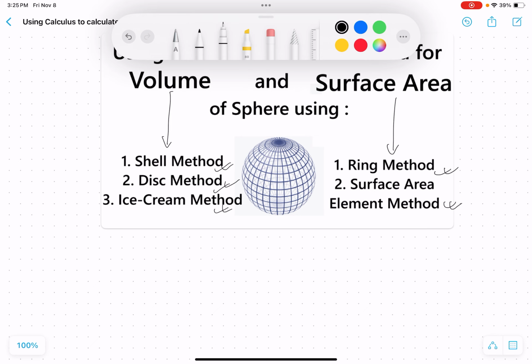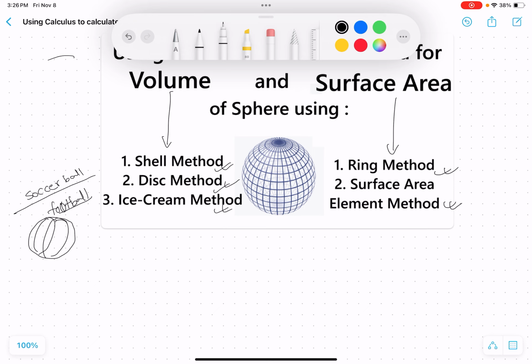Now first of all, the shell method. Basically, a shell is just a circular hollow shell, a hollow shell that would be in 3D, like it will be enclosed, just like a football or a soccer ball. That's a shell.